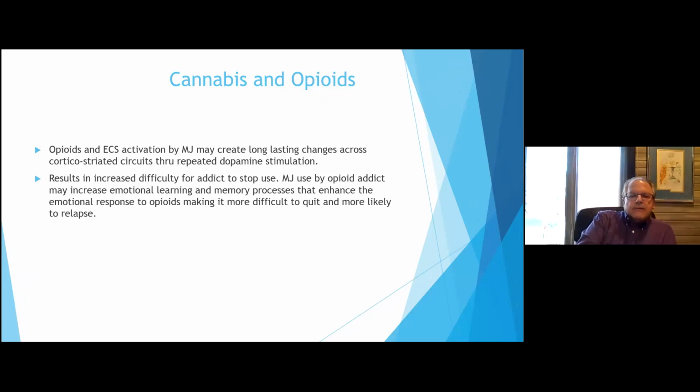Opiate and ECS activation by marijuana may create long-lasting changes across certain circuits in the brain from repeated exposure to high concentrations of dopamine from the use of marijuana or opiates, both of which obviously increase significantly the amount of dopamine secreted. And this can result in increased difficulty for the addict to stop, because marijuana used by an opioid addict can increase the emotional learning and memory process that enhance the emotional response to opioids and make it much more pleasant to use opiates and much more difficult to quit.